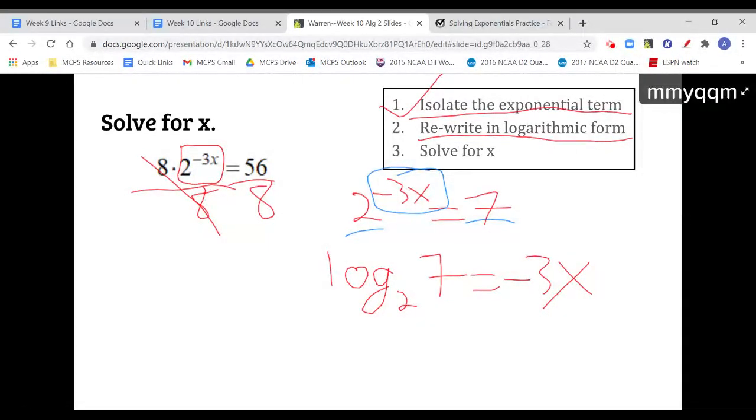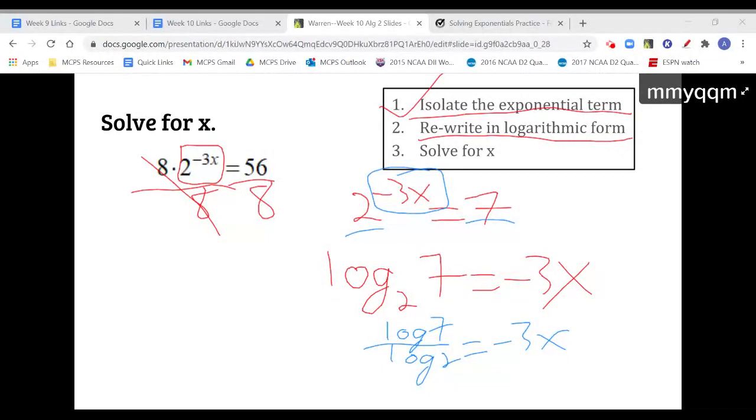Now we are back to an example where I am going to use the change of base formula because I don't have base 10. So I'm going to have to rewrite this left side as the log of 7 divided by the log of 2 in order to type this out in my calculator. Okay. And I'll go ahead and type that. So log of 7 divided by the log of 2. Okay. And that comes out to about 2.81.